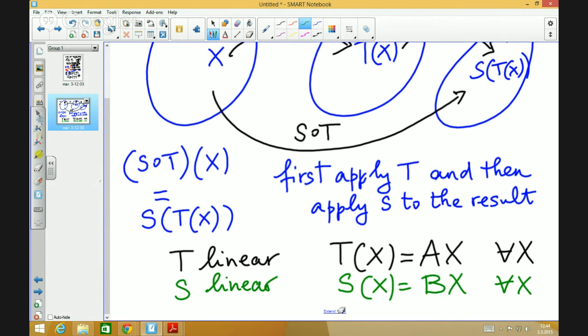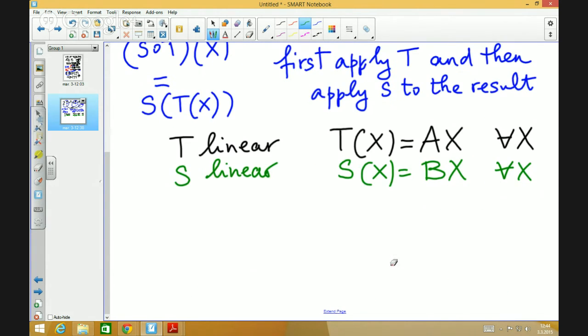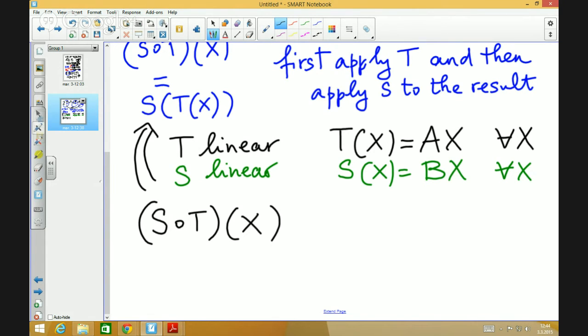So, what is S composed with T applied to X? Well, we just defined up here what this function does. It says, first of all, apply T to X, and then apply S to the result.